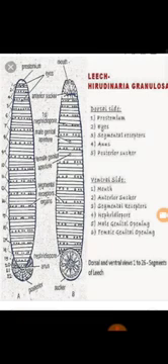The leech grows up to a length of only 35 centimeters. The dorsal surface is dark green and the ventral surface is yellow in color.